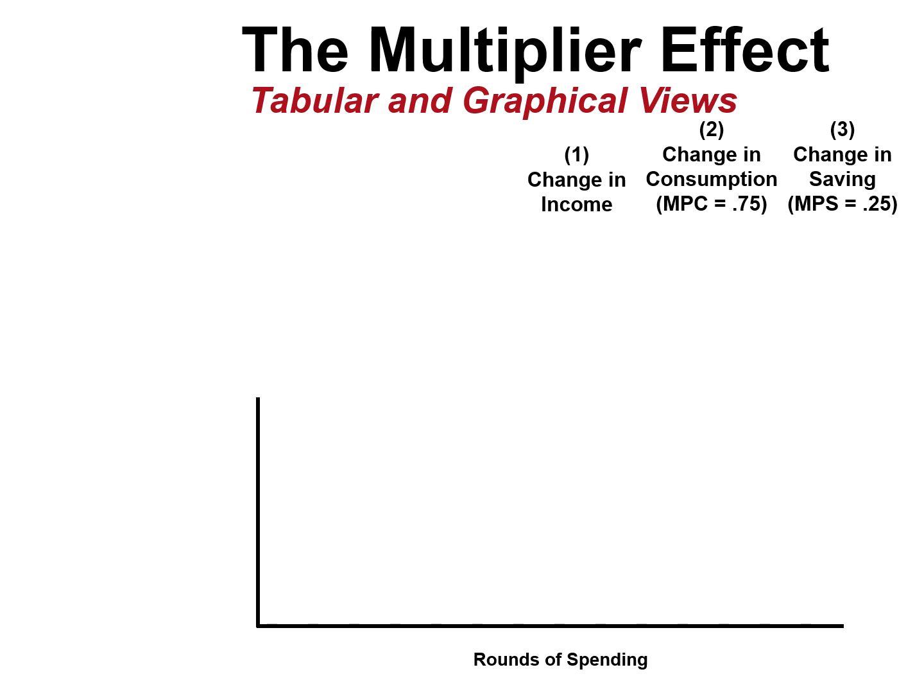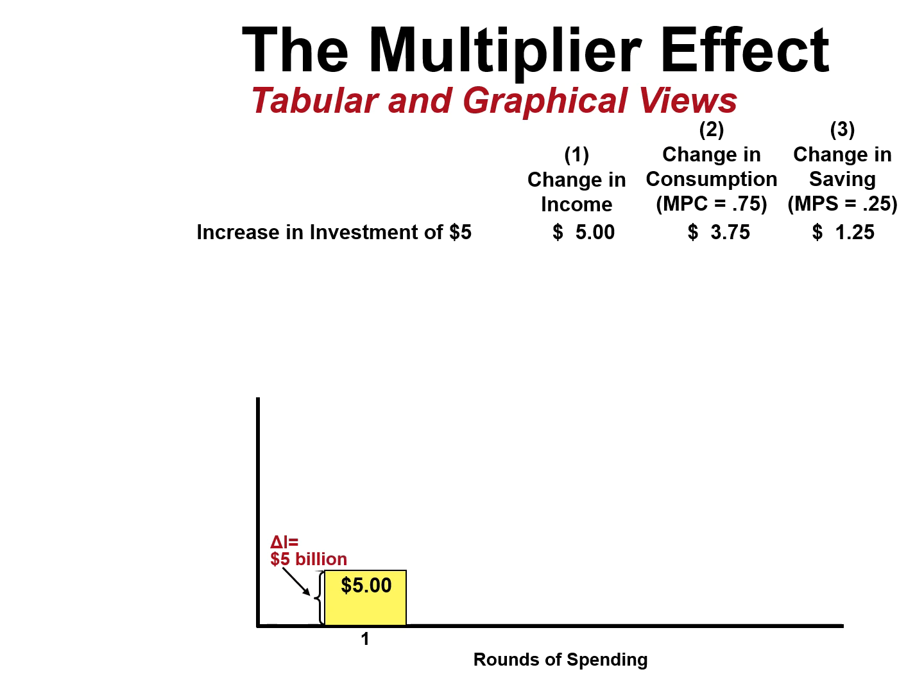We can use either formula to calculate the size of the multiplier. 1 over 1 minus MPC, 1 over 1 minus 0.75, works out to be 4. Or 1 over MPS, 1 over marginal propensity to save, 1 over 0.25, again works out to be 4. We know the multiplier in this economy is 4. Given the information that there's an initial increase in investment spending of $5 billion. See, it says $5, but down bottom it's billion. So the initial change is $5 billion. How much will that ultimately impact GDP?